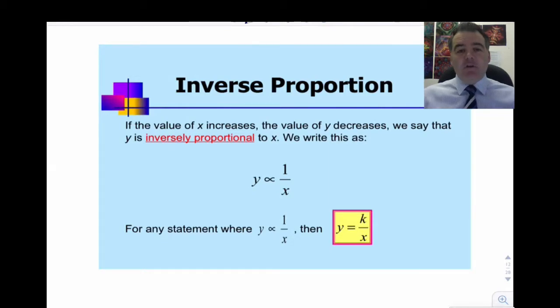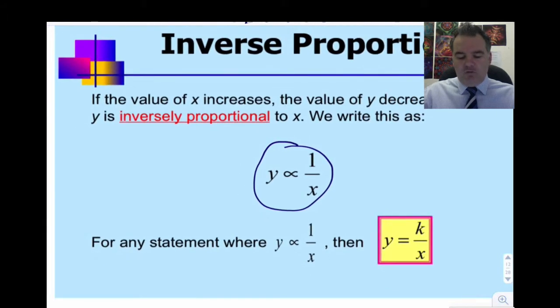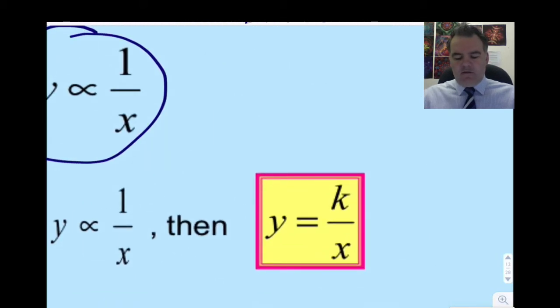Let's take a look at inverse proportion now. So in inverse proportion, as x increases, y decreases. So we say y is inversely proportional to x, and we write it like this: y is proportional to 1 over x. That's what that symbol there in the middle means, proportional to. So as an equation, we write it as y equals k over x, like this.